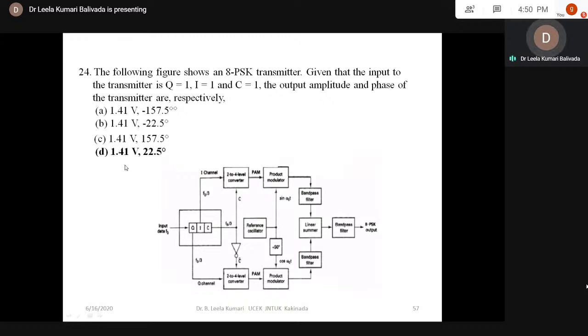So, if you observe the previous example and the current example, the amplitude is the same, 1.41. Therefore, for an 8 PSK system, the amplitude is the same. The tribit condition completely depends on the phase of the signal, so the information is contained in the phase of the signal but not in the amplitude.